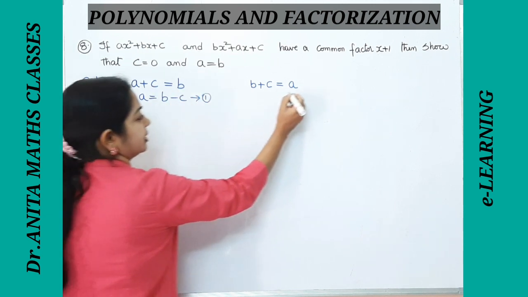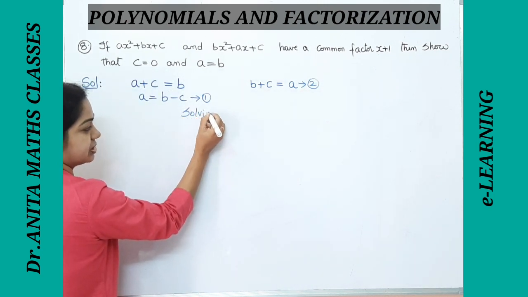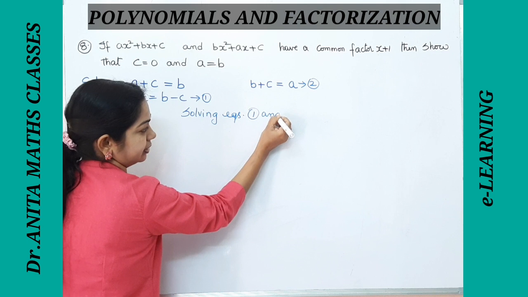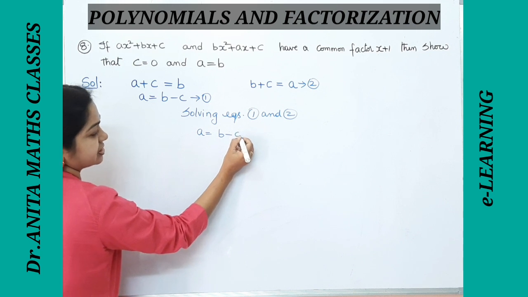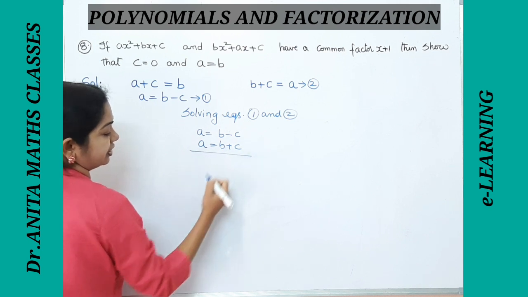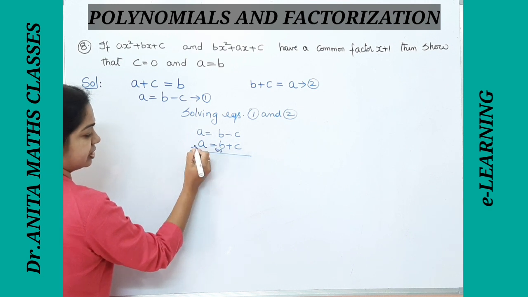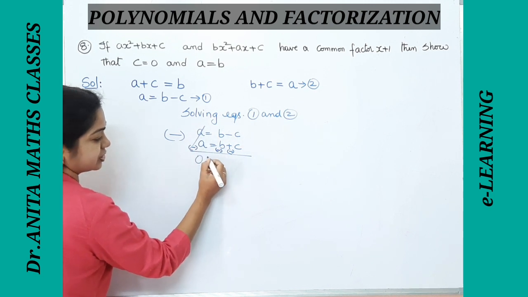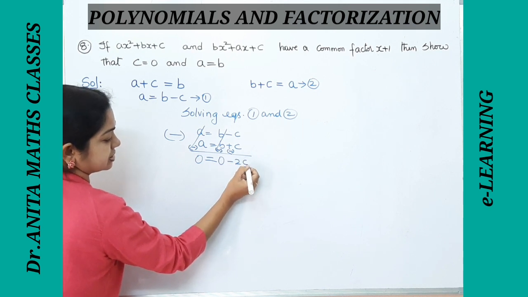Let this be equation 1 and let this be equation 2. Let us solve equations 1 and 2, placing one upon the other. a equal to b minus c is the first equation. Here a equal to b plus c. If you subtract, subtracting means changing the signs. So this goes off, this becomes 0, and also this goes off, this becomes 0. Here you get minus 2c.